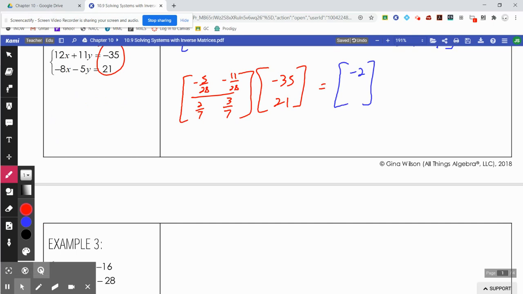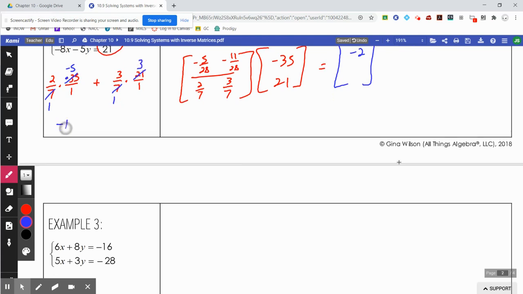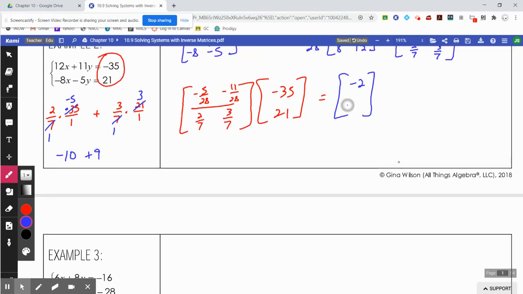For the second row, I've got to do 2 sevenths times negative 35. Then I'm going to add 3 sevenths times 21. Again, cross cancel. 7 and 35 gives me a 1 and a 5. I'm going to go ahead and put that negative back out front there. 7 and 21 gives me a 1 and a 3. So this is going to be negative 10, and this is going to be a positive 9, which gives you a negative 1. So therefore, x is negative 2, y is negative 1.